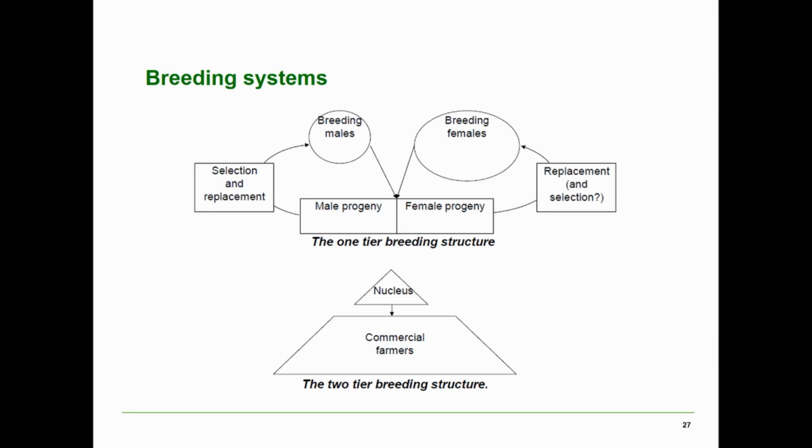In the two-tier structure, there are nucleus herds that have their own breeding program inside, which is concerned with the improvement of the animals. These animals are then distributed to other farmers who use them for their activities, basically also for breeding, but mostly to produce animals that are used for their products.